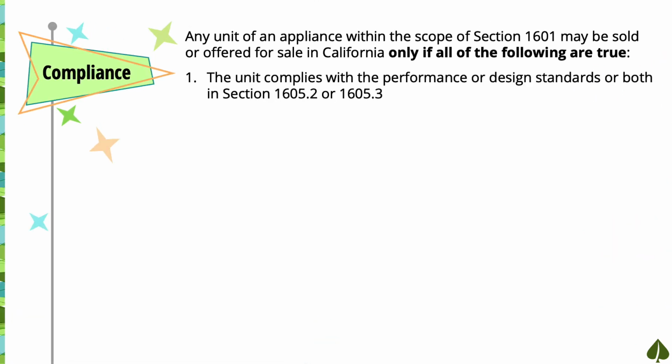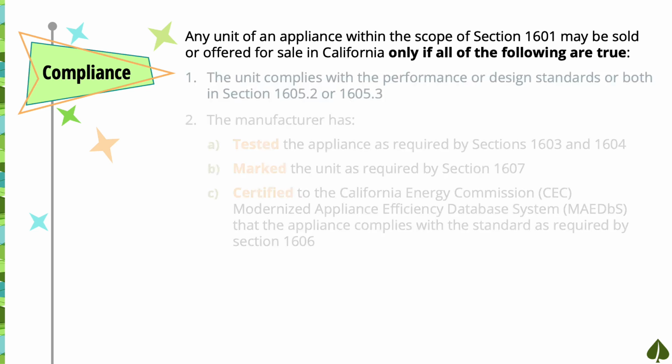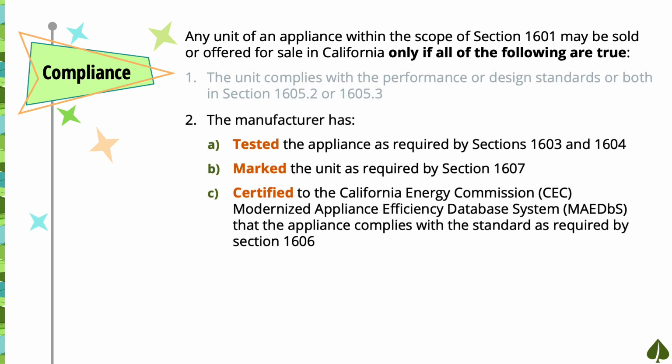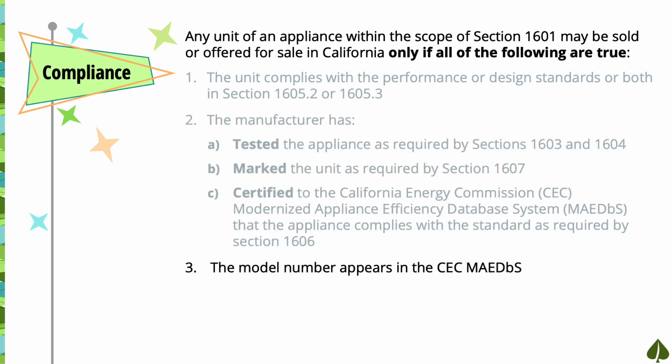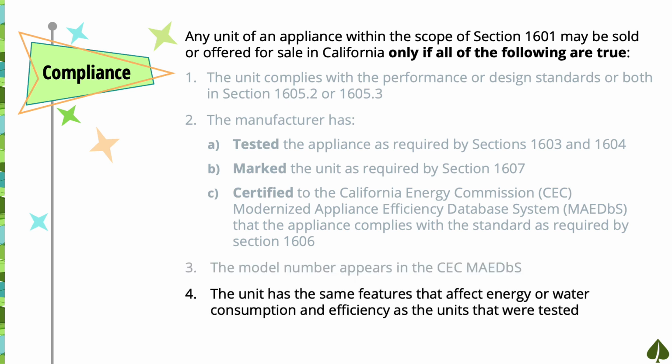If a product is within the scope of Title 20 and will be sold in California, it must comply with the performance and design standards in Section 1605.2 and 1605.3 of the regulations. In addition, the manufacturer must test and mark the product and certify it to the MAEDbS so its model number shows up in the database. And of course, the product must have the same features affecting energy efficiency or water consumption as the units that were tested. If any one of these things isn't true, the product cannot be sold in California.